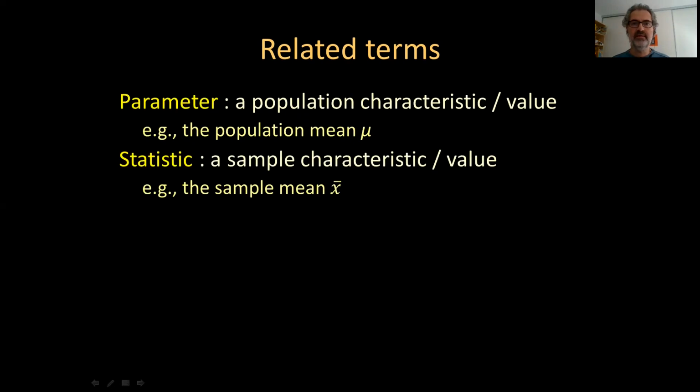A statistic is something that you can compute from your sample. It's a sample characteristic, usually a value. So if you're interested in the mean of a specific measure, you can calculate that from your sample, and then you obtain the sample mean, which is your statistic.